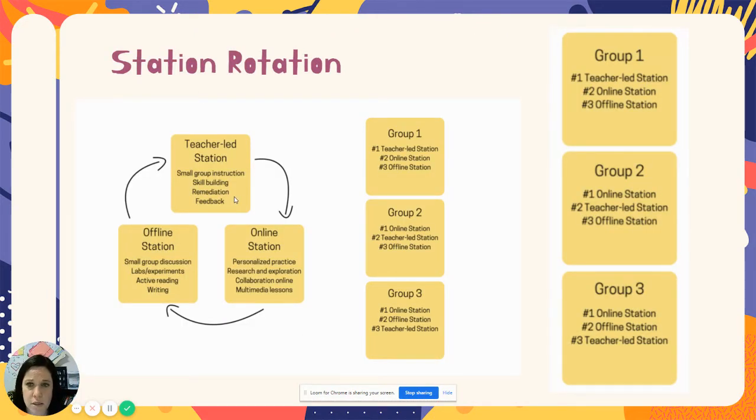So this is just kind of a visual of what the station rotations look like. So again, you have that teacher-led, online, offline. They can go through these stations, again, while maintaining social distancing. And you can tell group 1, you're going to start with teacher-led station, then the online station, then the offline station. Group 2, you're going to start with the online station, then go to the teacher-led, then go to offline. Group 3, you start with online, then offline, then teacher-led. Okay?